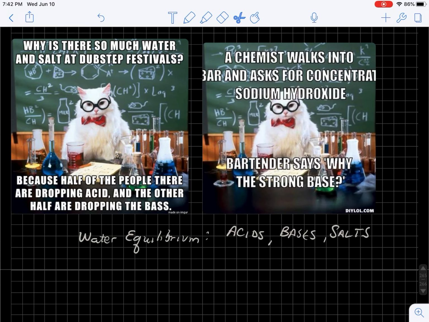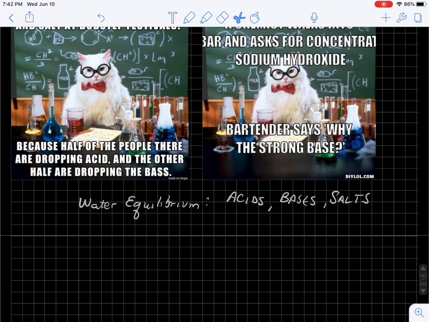Okay, welcome back. All right, acids, bases, and salts, which are going to be applications of equilibrium systems. First of all, definition: what is an acid? Well, there's actually three different theories of acids and bases that we're going to go over.